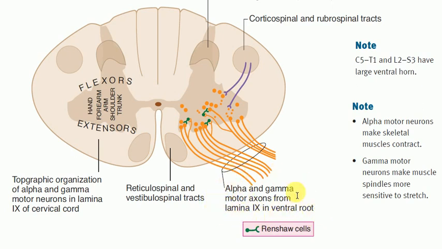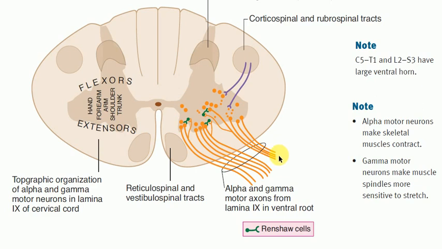So the alpha motor neurons shown in the orange here are the neurons that are going to make skeletal muscles contract voluntarily. Now these are the axons that exit through the ventral roots. They reach the skeletal muscles they're supposed to innervate, and they're going to make them contract. This is the function of the alpha motor neurons.